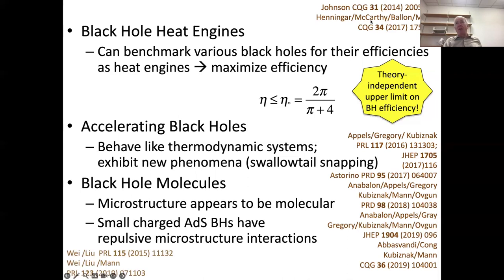And Roby Henegar, Fiona McCarthy, and Alvaro Balan and I showed that there was a theory independent limit of 2 pi over pi plus 4 for the maximal efficiency you could ever get out of a black hole heat engine, if you could ever make one. And on it goes. We've shown that black holes that are accelerating can behave just like thermodynamic systems and exhibit new phenomena where these swallowtails I showed you before can suddenly snap into cusps at a certain critical value of the acceleration.